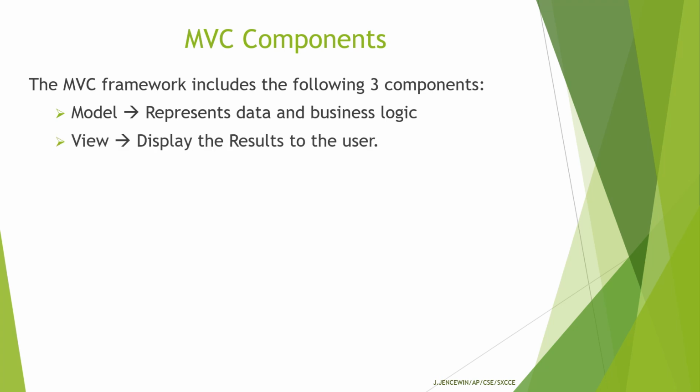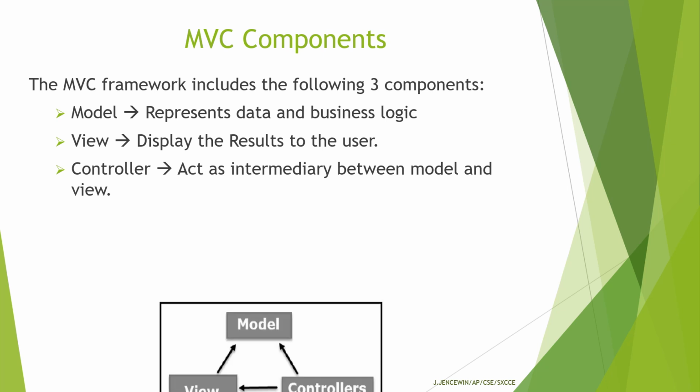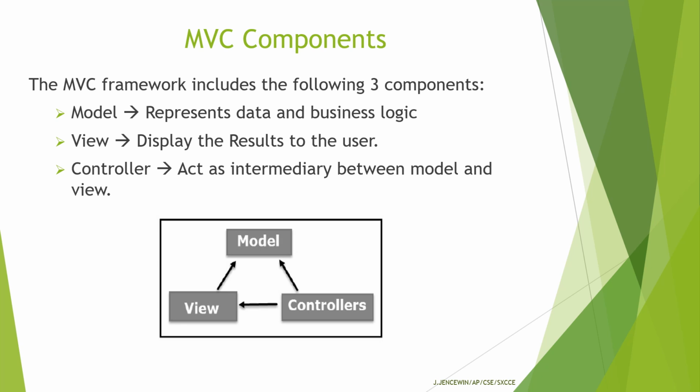The second component is view. This displays the result to the user. So that is the responsibility of the view component. And the third component is controller. This acts as an intermediary between the model and the view. So this is a pictorial representation of the model, view and controller architecture. Here we are developing three separate components for handling any request of the user or for satisfying the user requirements. And each and every component can interact with each other in some way.